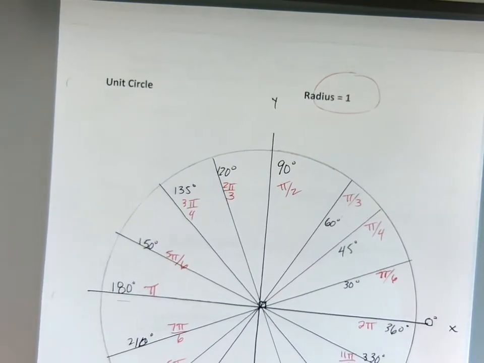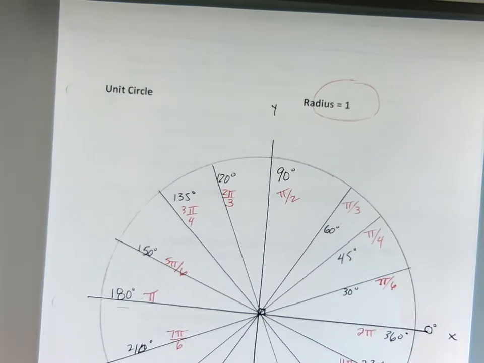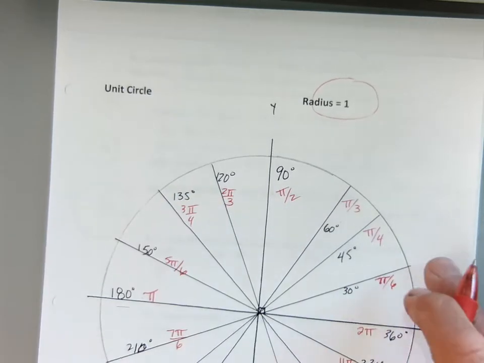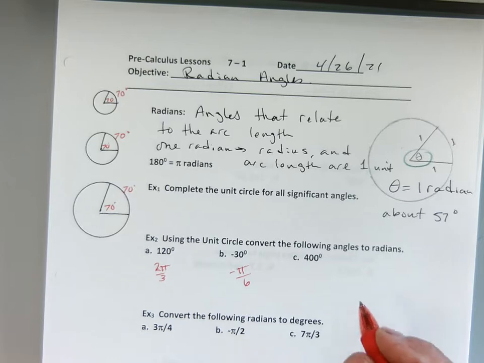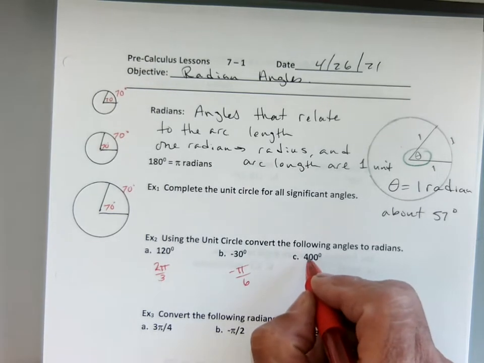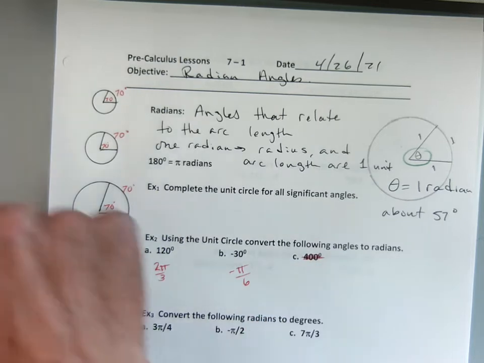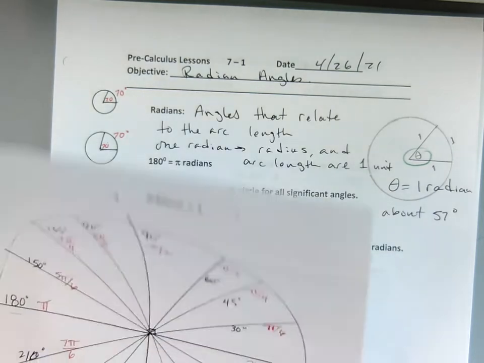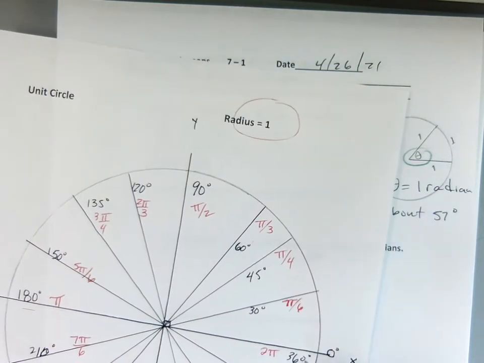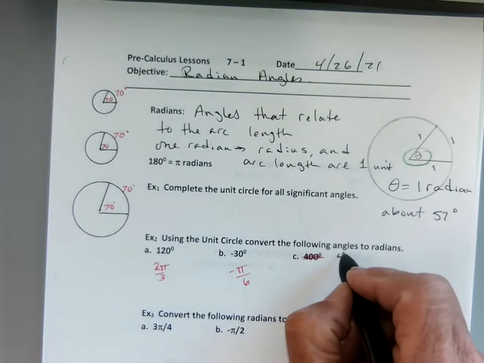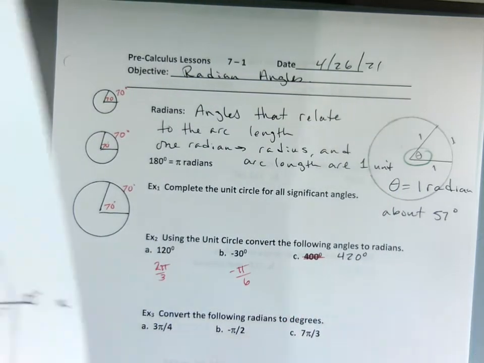400 degrees. Oh my goodness, 400 degrees. That isn't on here, I don't think, because I go to 360. So 400 degrees is not on the unit circle. I think I must have meant this to be something else, but that's okay. Let's change it. That should have been 420 degrees, okay?